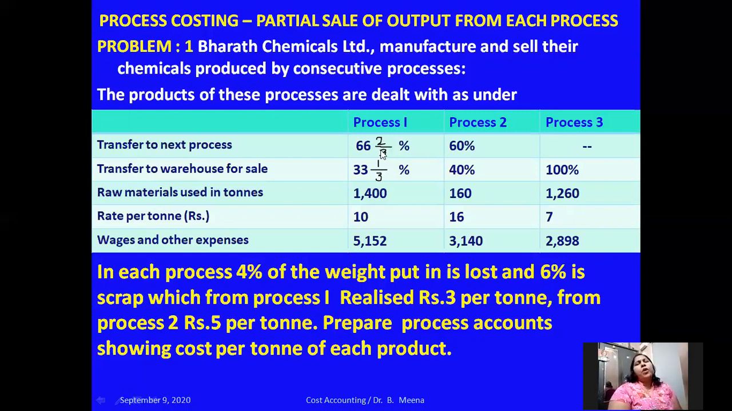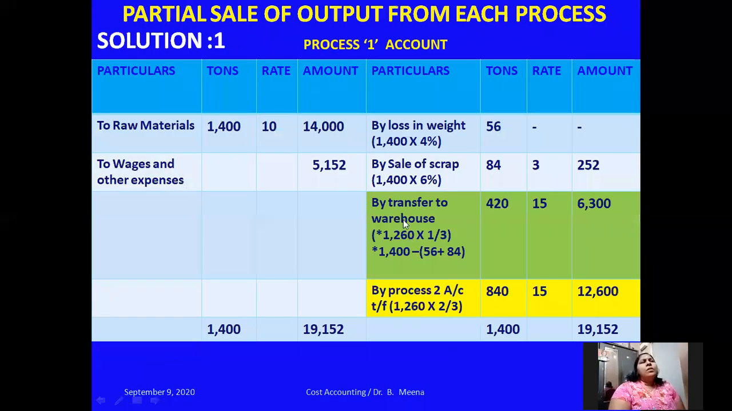Instead of 66.6666, I'll take this 2 by 3. So, transfer to warehouse: 1260 is the output from this process. Again, I'm repeating, 1400 minus 56 and 84, your calculation will come to around 1260. Out of 1260, only one third is going to transfer to the warehouse.